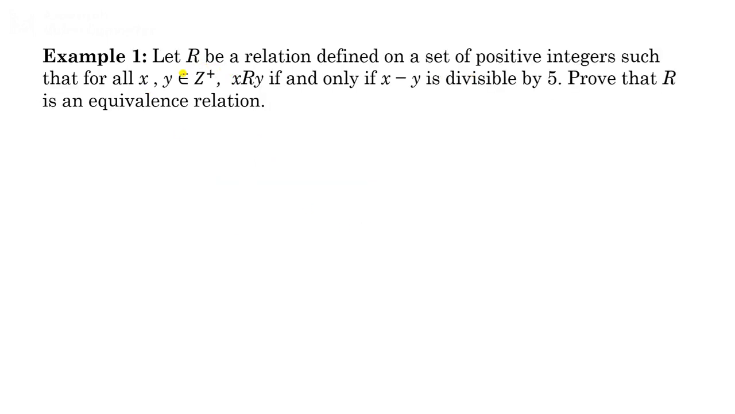Suppose R is a relation defined on the set of positive integers such that x is related to y if and only if x minus y is divisible by 5. We have to show that the relation is an equivalence relation. So we'll prove that the relation is reflexive, symmetric and transitive. First we will show reflexive.